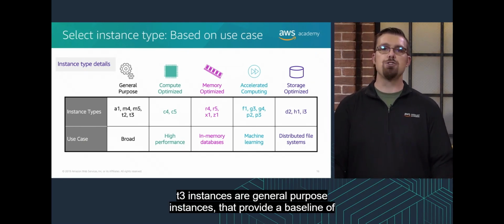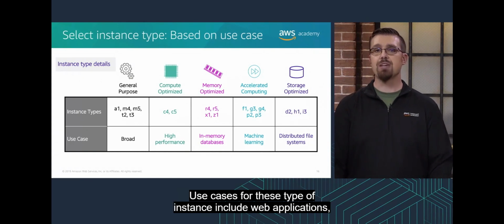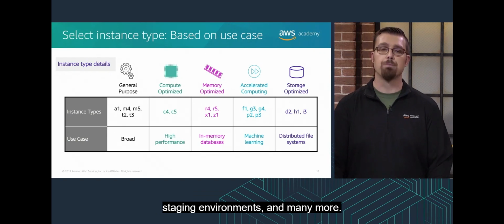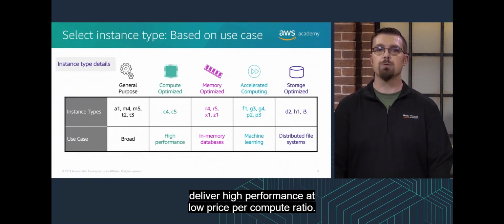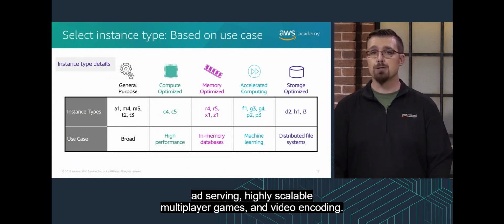T3 instances are general purpose instances that provide a baseline of CPU performance with the ability to burst above the baseline. Use cases for this type of instance include web applications, development environments, code repositories, microservices, test and staging environments, and many more. C5 instances are optimized for compute-intensive workloads and deliver high performance at low price per compute ratio. Use cases include scientific modeling, batch processing, ad serving, highly scalable multiplayer games, and video encoding.